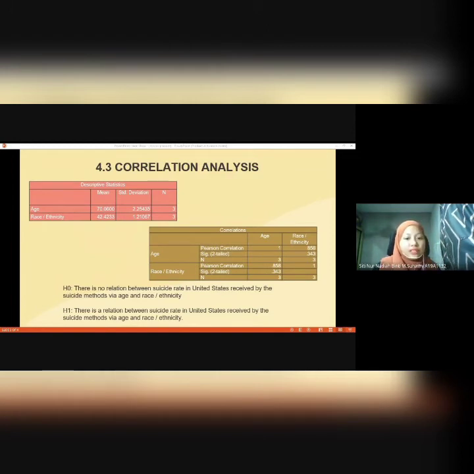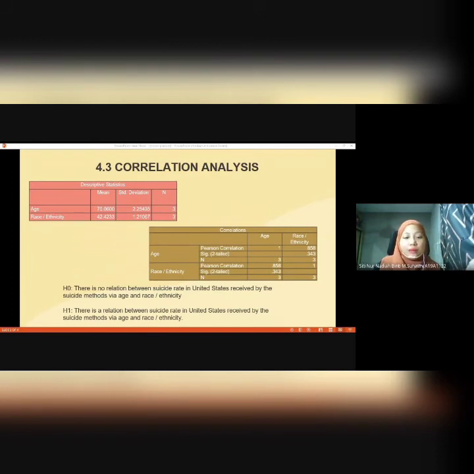As for the first table, which is descriptive statistics, it shows that the mean for the age is greater than the race or ethnicity, with 70.06 compared to 42.42. The same goes for the standard deviation: the age is 2.25, more than the race or ethnicity, which is 1.21. The N for the result is 3.